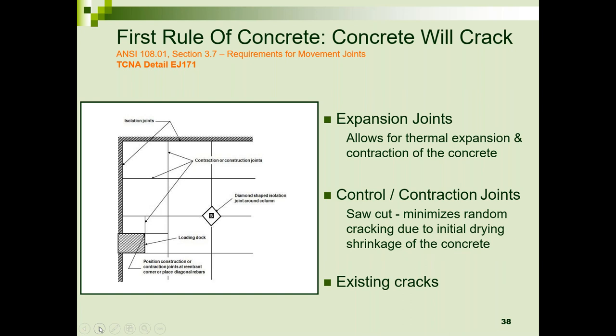Concrete cracks, and we introduce joints during installation to minimize random cracking of the concrete. You have expansion joints for thermal expansion of the concrete over time, and we have control or contraction joints, saw cuts, that are strategically placed to eliminate random cracking during the initial drying. But the same joints that are important for concrete to perform must be brought up through the underlayment product. Next slide.